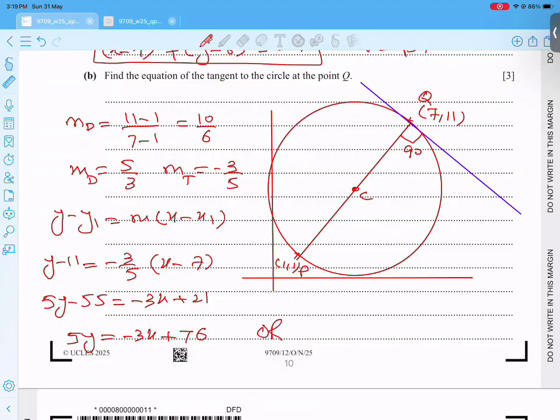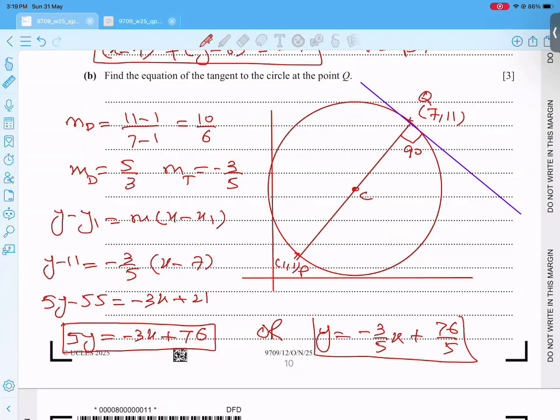It's not compulsory, but if I divide by 5 here and here, I'll get y equals negative 3 over 5 times x plus 76 over 5. So both forms are okay, no issue at all, because it did not specify a special form. Okay, so both are correct.